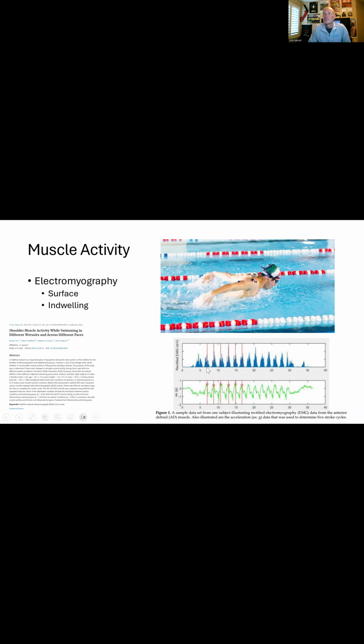This was just a study we did looking at muscle activity swimming in different types of wetsuits. So a full sleeve wetsuit, a sleeveless wetsuit, and even buoyancy shorts. And we were looking specifically at how active the shoulder muscles were during swimming in these different wetsuits.